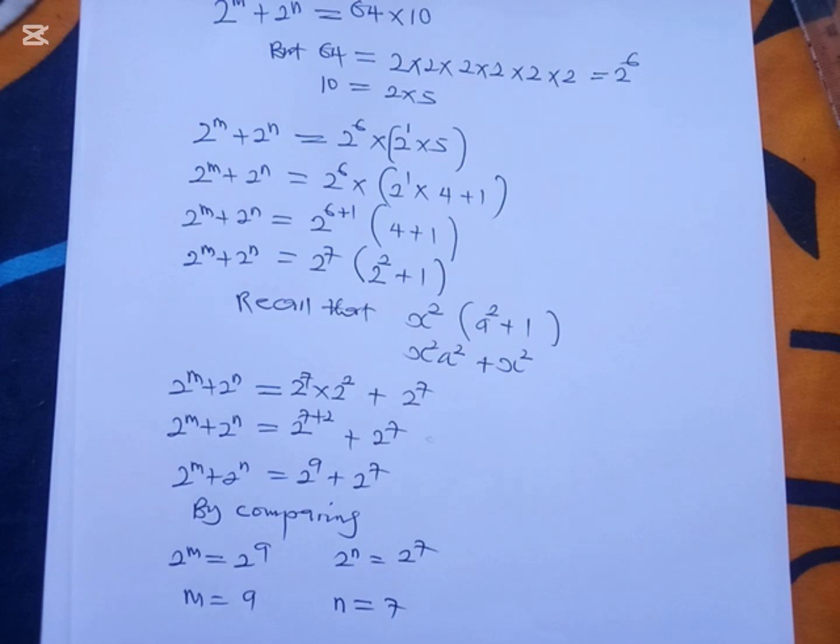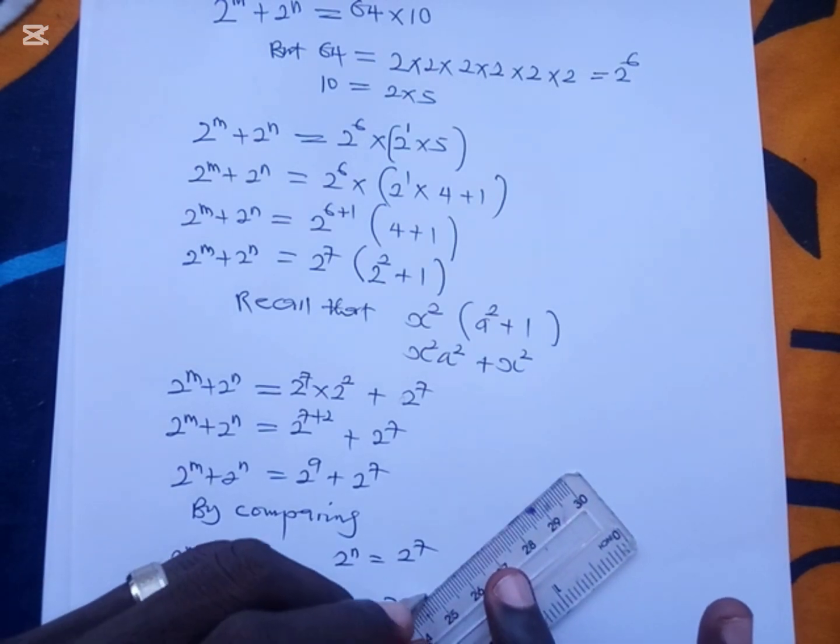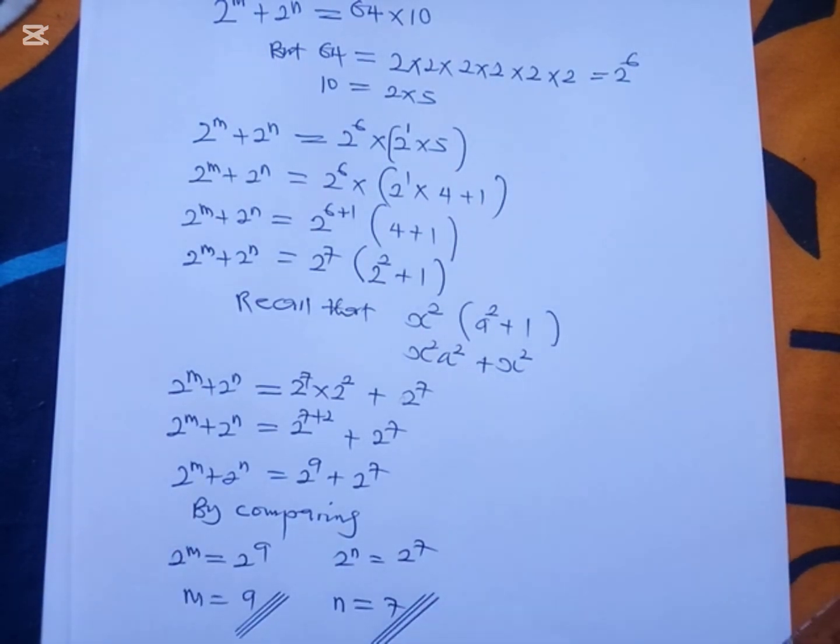So these are the possible values of m and n that we are asked to find: 9 and 7 respectively.